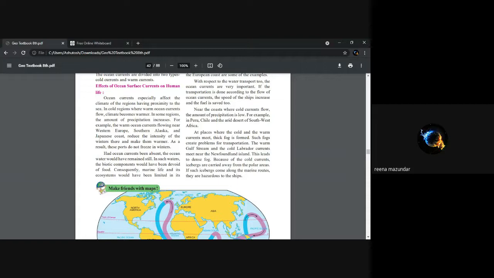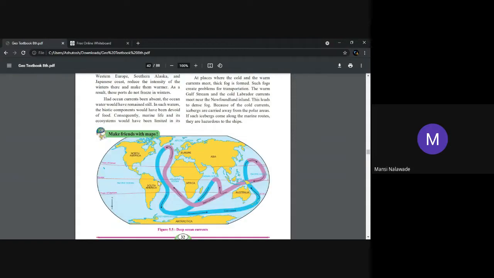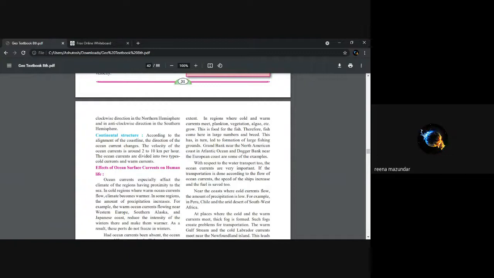What would have happened if the ocean water would have been still or remained still? What would have been the result of that? In such water, the biotic components would have been devoid of food. Consequently, marine life and its ecosystem would have been limited in its extent. Very good. That is the answer.